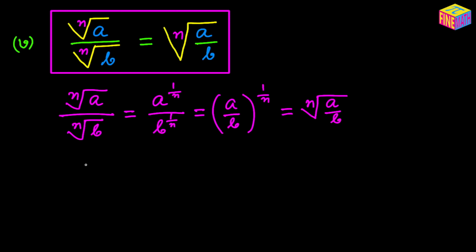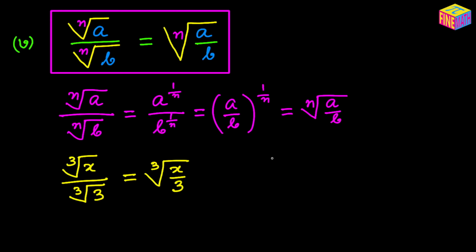Suppose let's take an example. If we have cube root of x divided by cube root of 3, then we can say this would be cube root of x divided by 3. If we take another example, suppose we have square root of a divided by square root of b, we can also write it as square root of a divided by b.